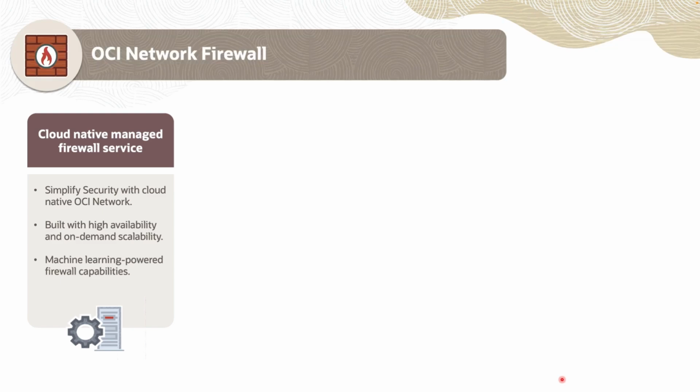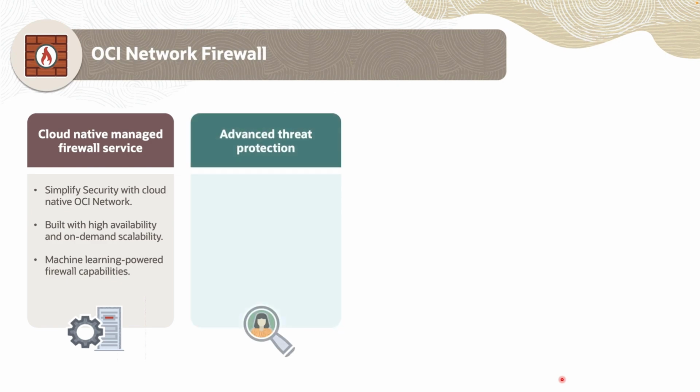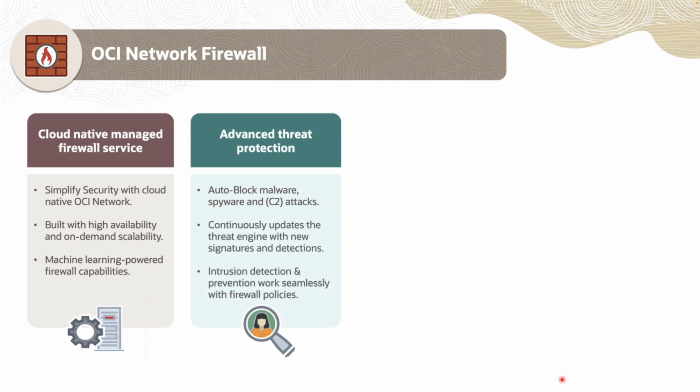Next, with advanced threat protection, OCI network firewall provides a best-in-class threat engine that automatically supports in the detection of known malware, spyware, and command and control attacks. It has an integrated intrusion detection and prevention solution based on Palo Alto Networks threat analysis engine. Additionally, Unit 42, a dedicated security research team, continuously identifies new threat signatures and detection mechanisms that make the firewall more powerful.